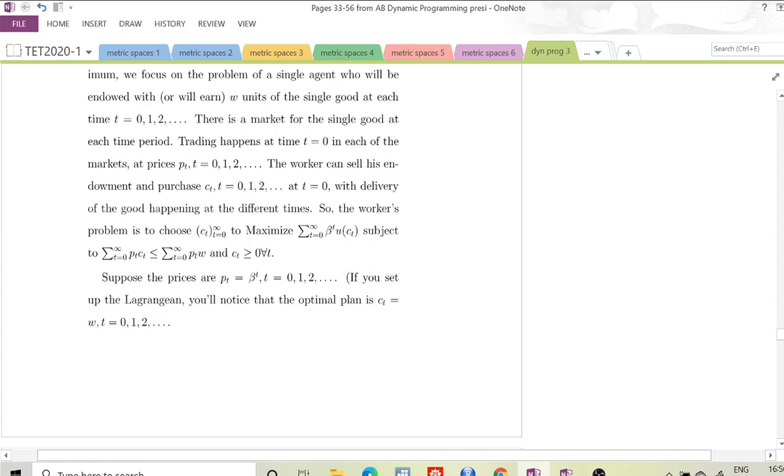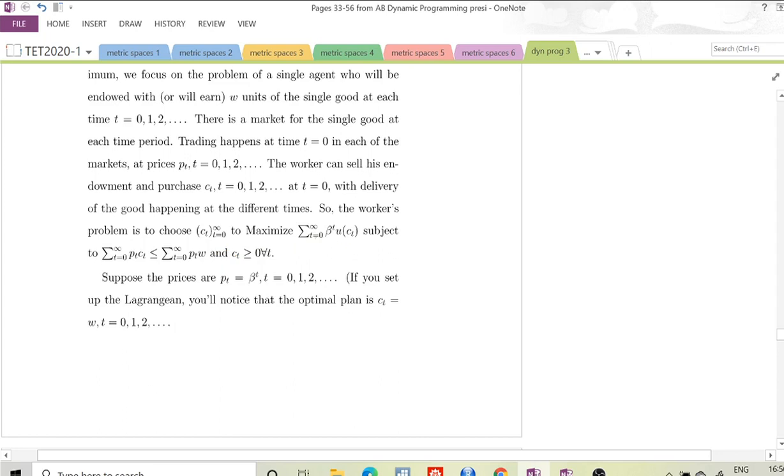So then the budget constraint that the consumer faces is summation p_t c_t is less than or equal to summation p_t W. It's a single budget constraint. So it's like saying the consumer can sell his or her endowments that he or she will have at every time, now at time t equals 0, get that income and buy a consumption plan c_t over time now, subject to feasibility.